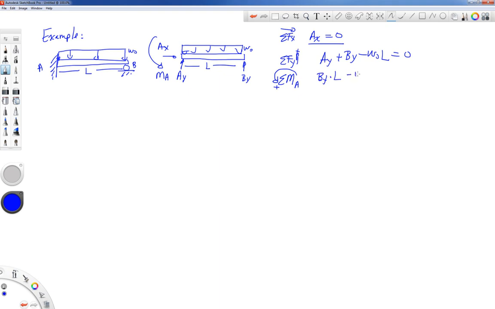minus W0L, the statically equivalent force, times the moment arm distance of L over 2. And then we have to have our MA. That would be in the positive direction as I've assumed it to be, equal to 0. That's a plus sign right there. Let me fix that.